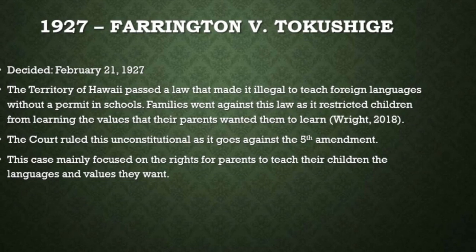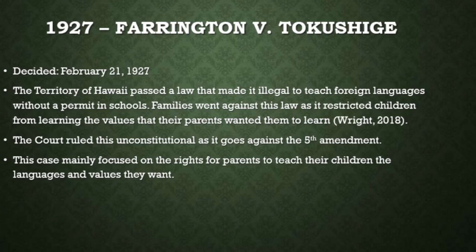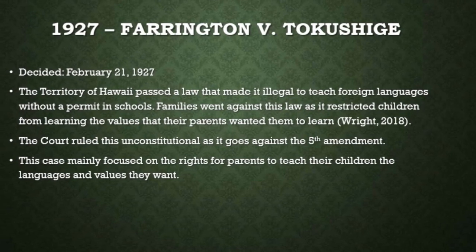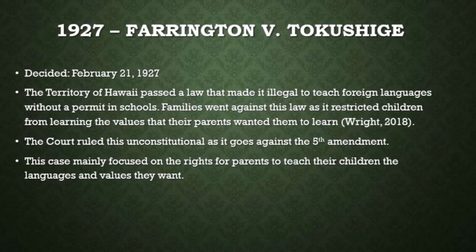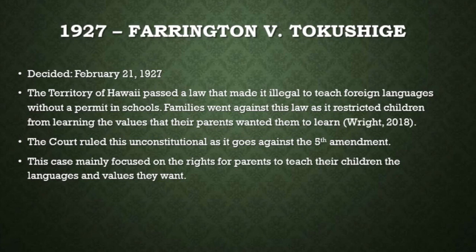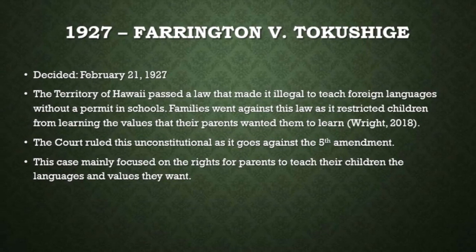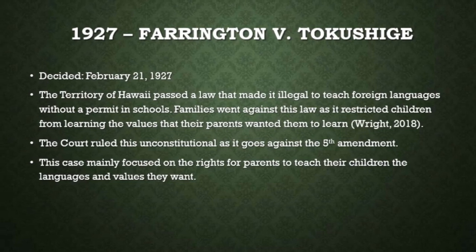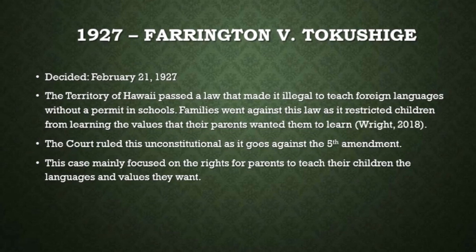The second case was in 1927, Farrington v. Tokushige. The Territory of Hawaii passed a law that made it illegal to teach foreign languages without a permit in schools. Families went against this law as it restricted children from learning the values that their parents wanted them to learn. The Supreme Court ruled this unconstitutional as it went against the Fifth Amendment. This case mainly focused on the rights for parents to teach the children the languages and values that they want outside of school.